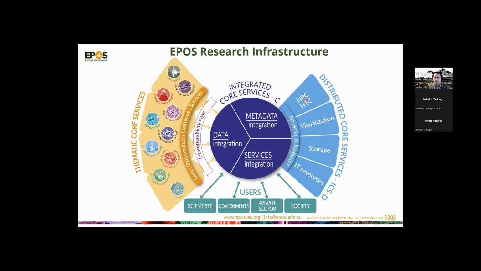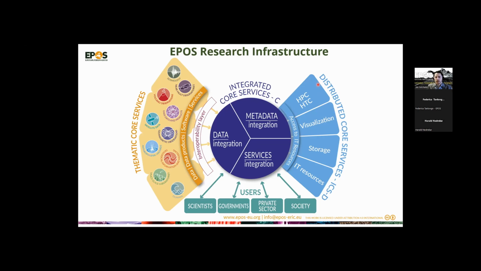On the right-hand side, you see distributed core services, as we also call them, ICS-D. Those are potential new components which will connect to the central system. It can be HPC, meaning high performance computing or high throughput computing, additional visualizations, extra storage, or other IT resources. Those are planned and now being developed as pilots. I will show you a few slides about the pilot implementations we now have running.